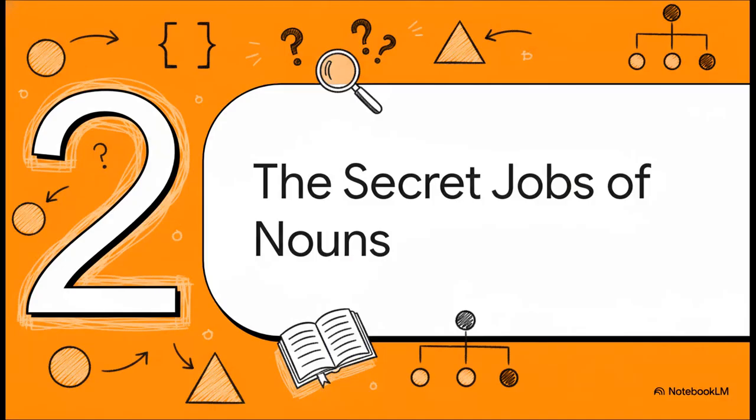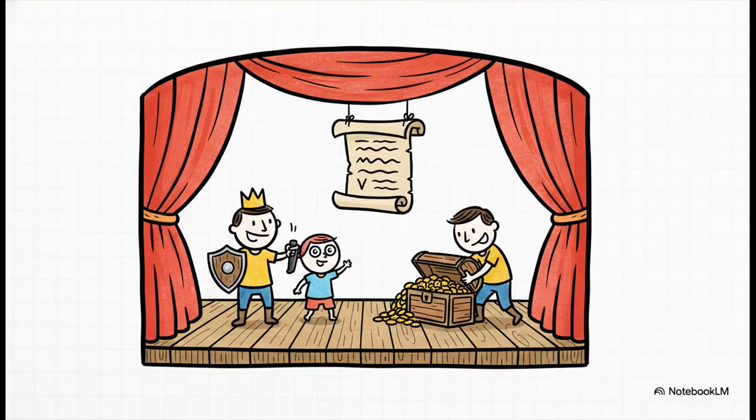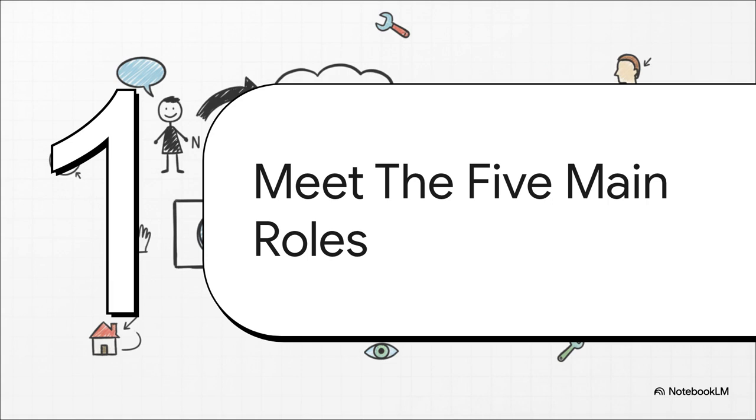The answer to that mystery lies in what grammarians call the case of a noun. And don't worry, that sounds way more complicated than it actually is. It's really a pretty simple and honestly kind of elegant system. Here's the big idea. Just think of every sentence you read as a tiny stage play. The nouns are your actors, and their case is just the script telling them what part they're supposed to play. Are they the hero, the villain, the one who gets the treasure? Their case tells us exactly what their job is. So in the world of this English grammar play, there are basically 5 main roles or cases that our noun actors can take on. So let's meet the cast.